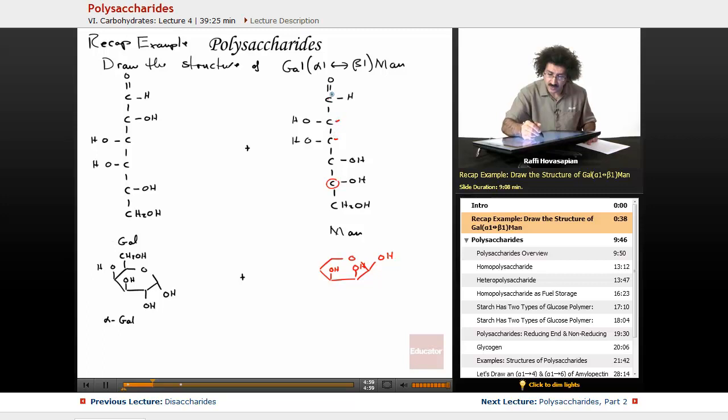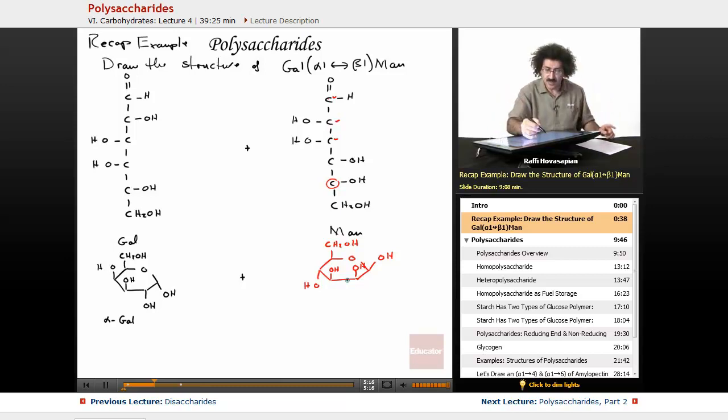1, 2, 3. So we've taken care of those. And now we have this one. This hydroxy is going to be down. And this is CH2OH. So as you can see, it's very, very important to keep track of which carbon we're looking at. This can get very, very confusing. So all the more reason to do it nice and systematically.